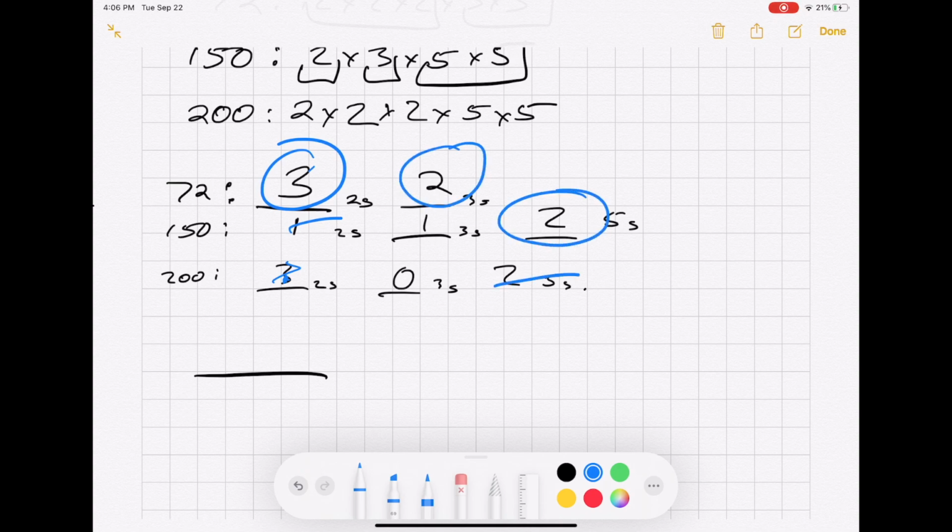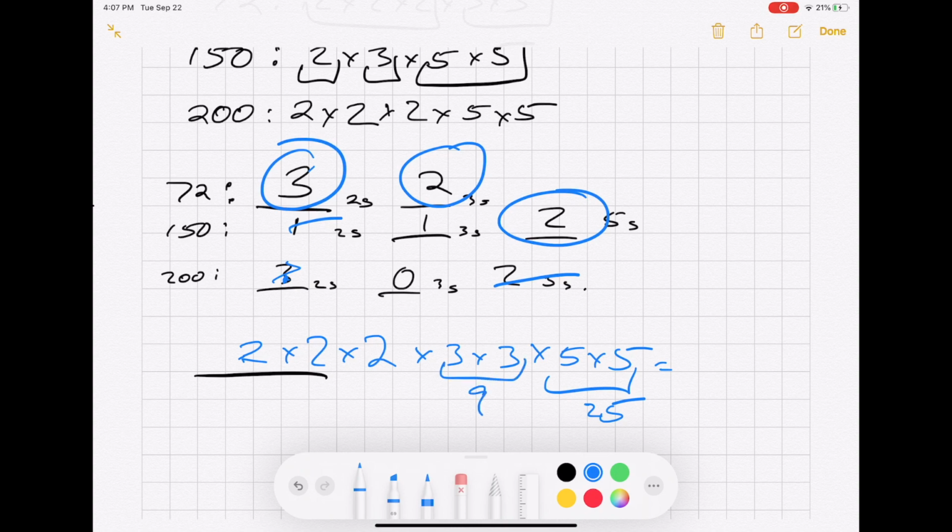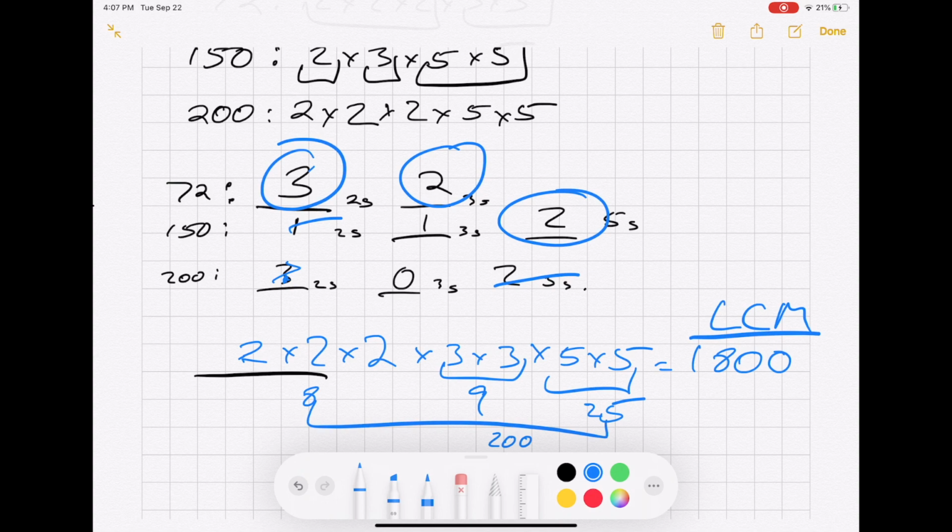So I know that it has to have 3 2s, or 2 times 2 times 2. Sorry, I keep thinking 3 in my head. So 3 2s and a minimum of 2 3s and a minimum of 2 5s. So again, that is 25. 3 times 3 is 9. And this is 8. Okay, so this again is 200, so that'd be 1,800. So it's still the same common multiple, but we're doing it with 3 numbers.